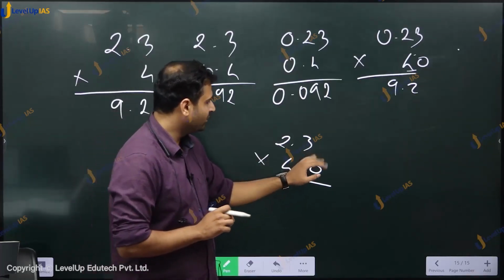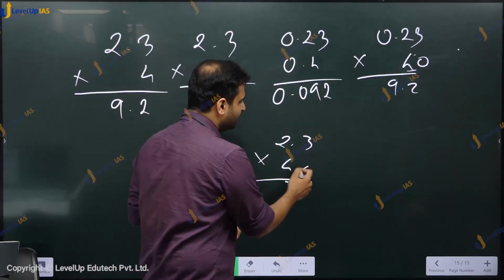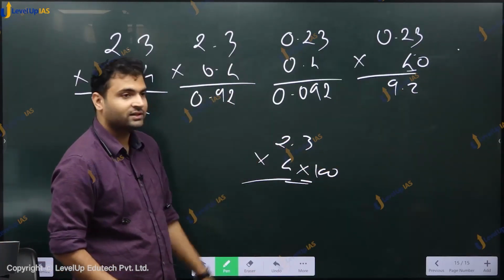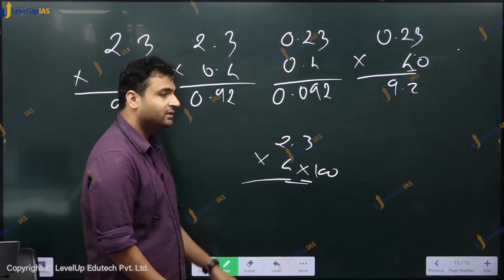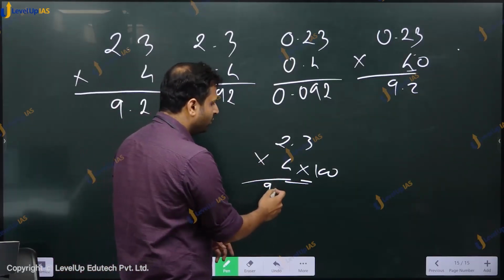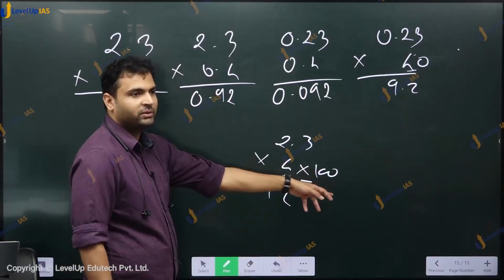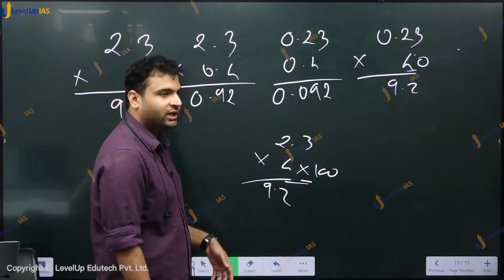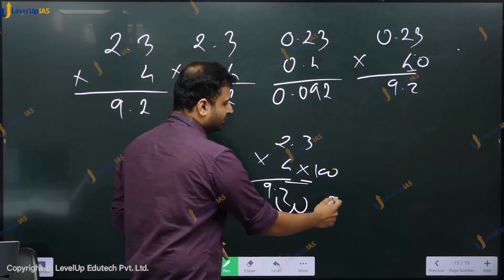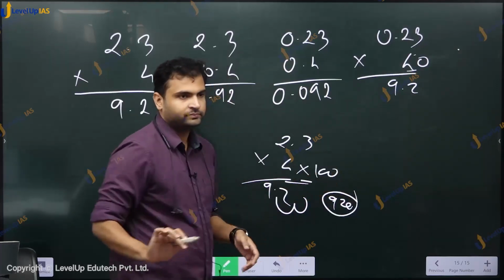Let us first forget about these zeros. Let us consider them separately. This is just 4 into 100, right? 400 is 4 into 100. अब क्या होगा आंसर? अब तो 9.2 होगा, बट अभी 100 से मल्टीप्लाई करना बचा है. How do we multiply by 100? 1 2, 920.